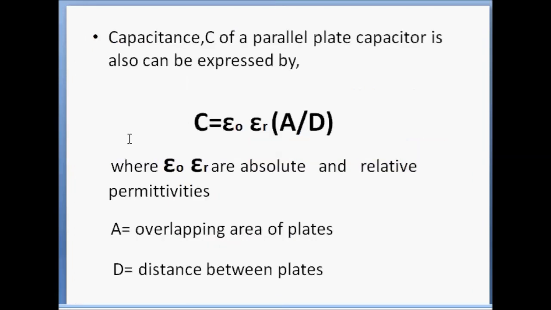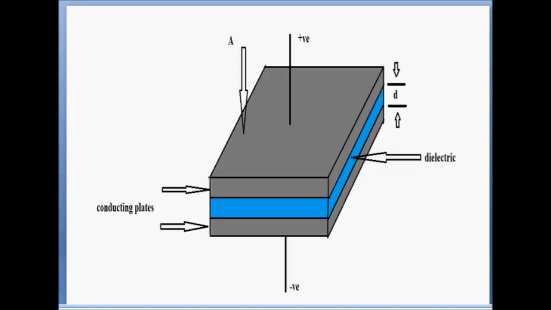Now here is another expression for capacitance of a parallel plate capacitor in terms of its physical dimensions. It is expressed as epsilon 0 epsilon r into A by D. Here epsilon 0 and epsilon r are absolute and relative permittivities of the dielectric medium, which is the ability of the dielectric medium to facilitate the movement of charge. Now A is the overlapping area of the two plates, the area of the two plates which lie over each other, and D is the distance between the two plates we just saw here.